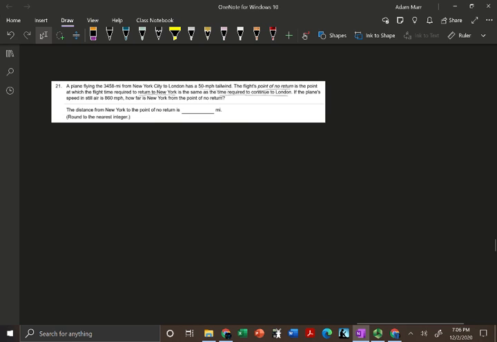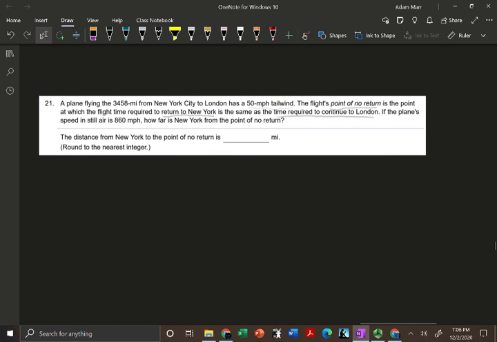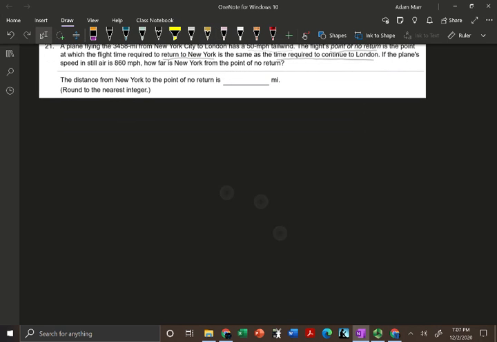What do we have? All right, a plane flying the 3,458 miles from New York City to London has a 50-mile-per-hour tailwind. So remember, that's wind that's basically pushing with the plane. The flight's point of no return is the point at which the flight time required to return to New York is the same as the time required to continue to London. If the plane speed in still air is 860 miles per hour, how far is New York from the point of no return? All right, so let's just make a little diagram right here.